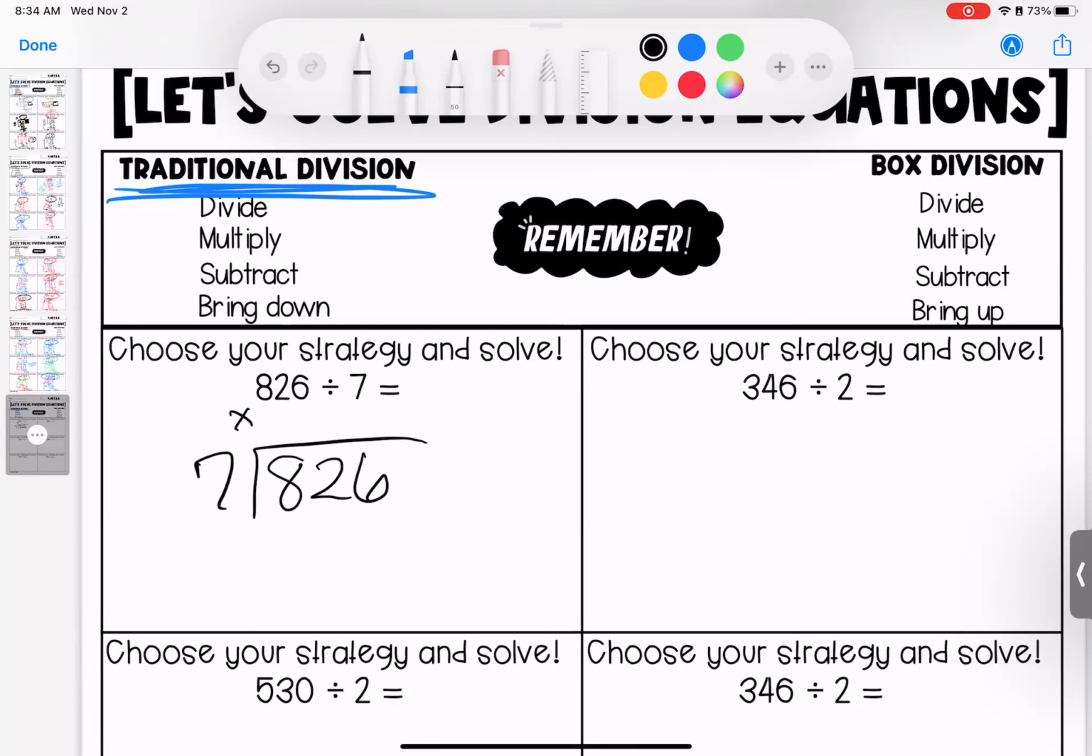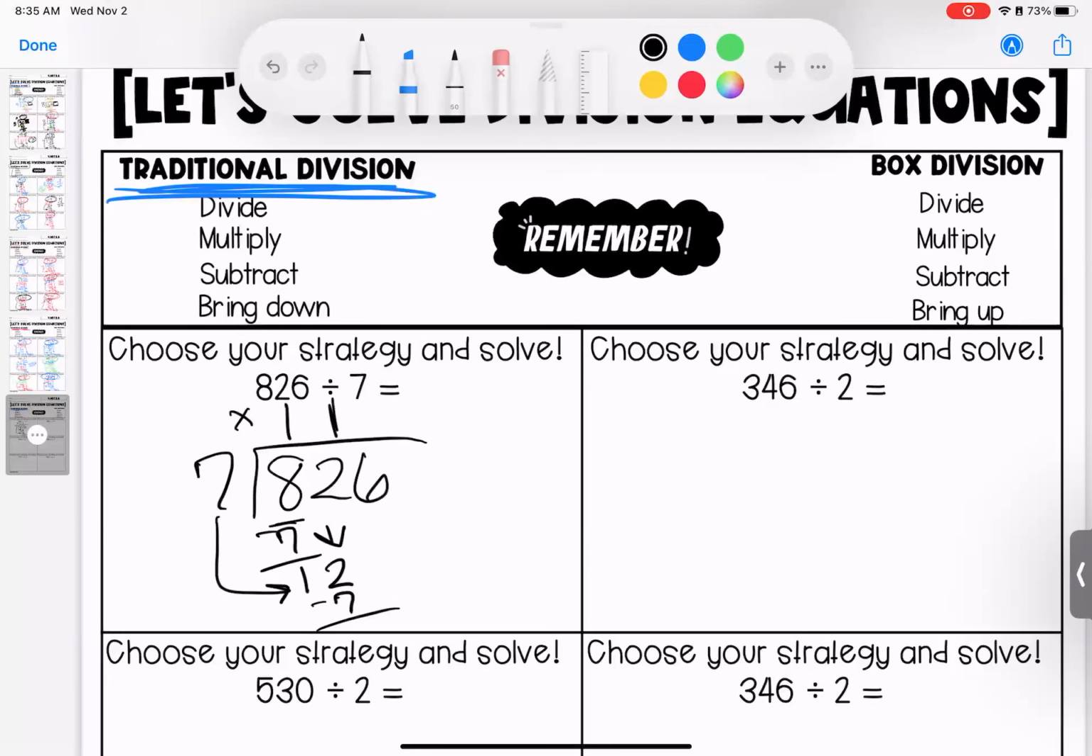826, big number, divided by 7. We've got this. We are so smart. Does 7 divide into 8? Oh my goodness, it does one time, because 1 times 7 is 7. And 8 take away 7 is 1. Bring it down. 7 into 12. I can do that. That goes in one time, because 1 times 7 is 7.